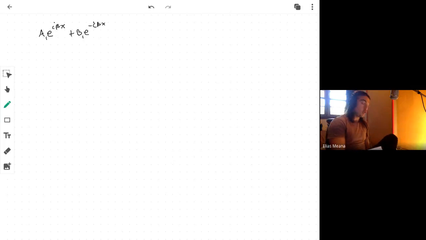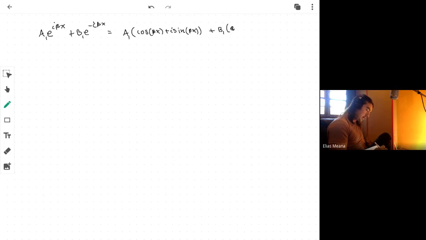So we can write Euler's formula. Euler's formula tells us this is a times cosine of beta x plus I sine of beta x. And that's a sub 1, right? Then we can also write the next term the same way, right? So we can use Euler's formula again. That should be a cosine of beta x minus I sine beta x.